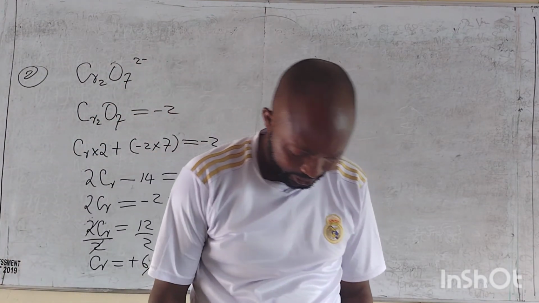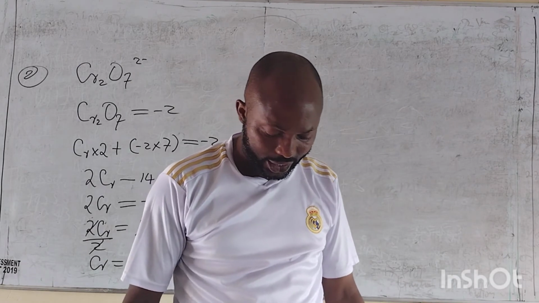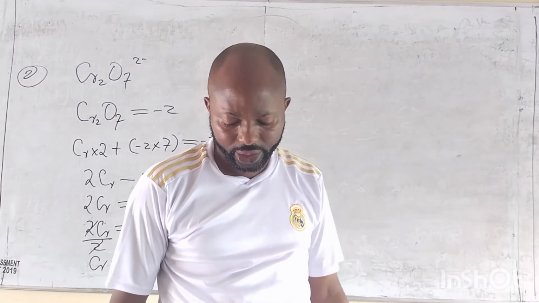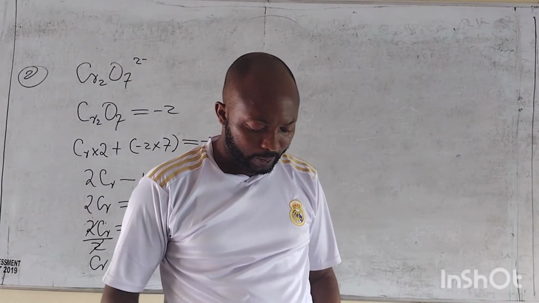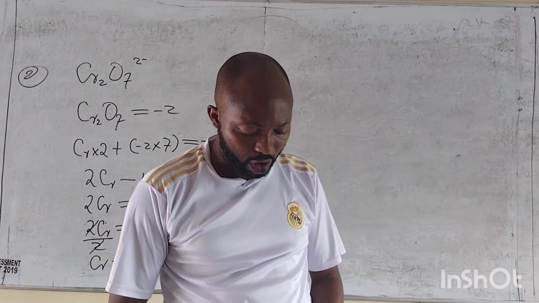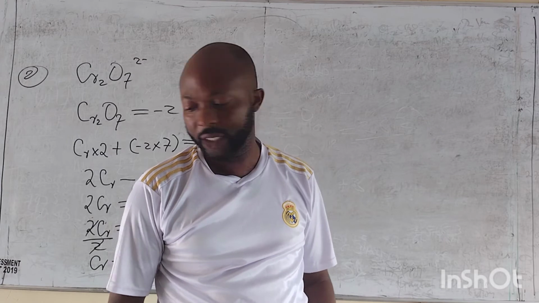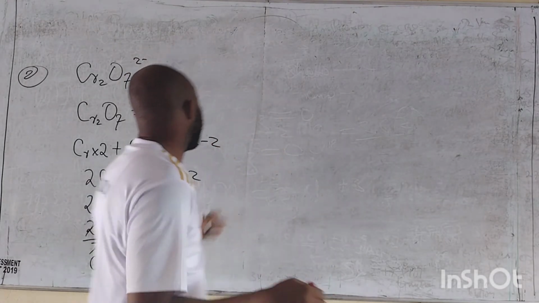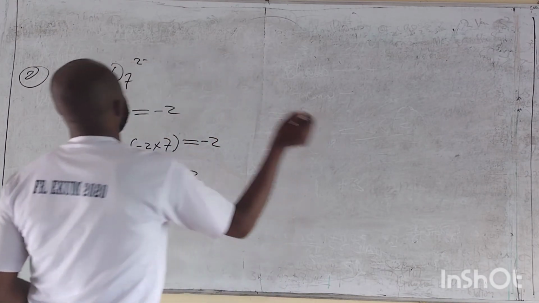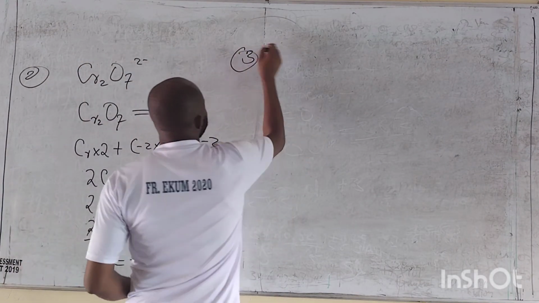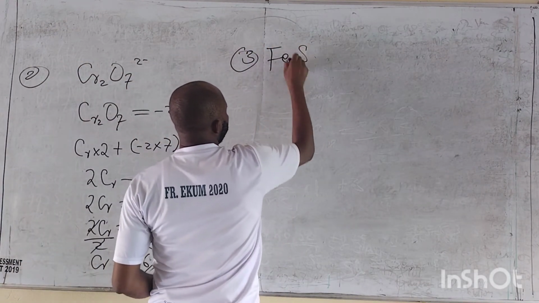Alright. Let's take 2 or 3 more, then we'll proceed. Calculate the oxidation number of sulfur in this compound. Okay, of sulfur in this. This is Fe2(SO4)3.